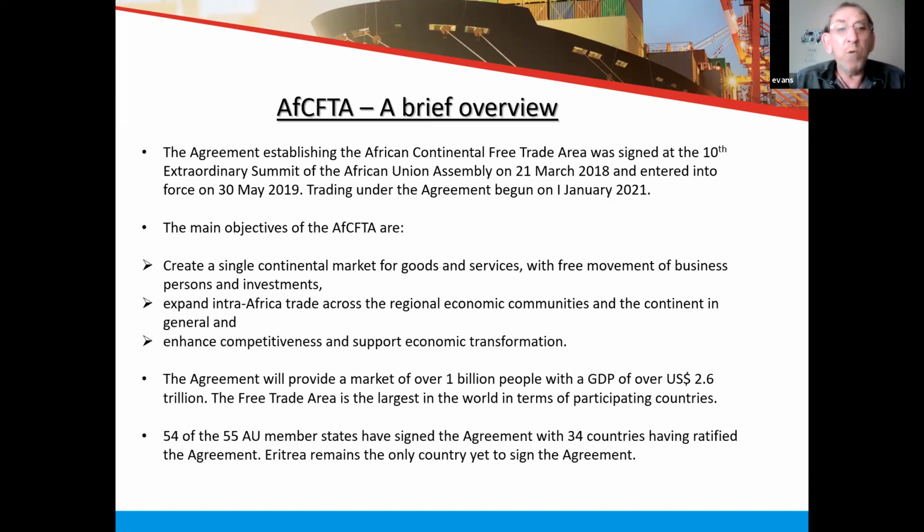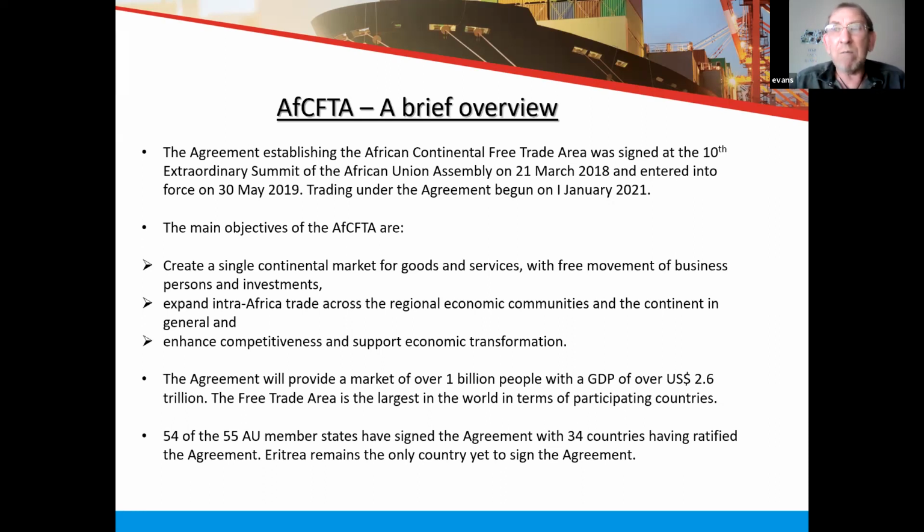There's actually quite a few other objectives of this trade agreement, but those are the ones that are probably most relevant to us at the moment. Why is this free trade area so important to us in South Africa? Well, the agreement will provide a market of over 1 billion people with a GDP of over 2.6 trillion US dollars. And this free trade area is the largest in the world in terms of participating countries.